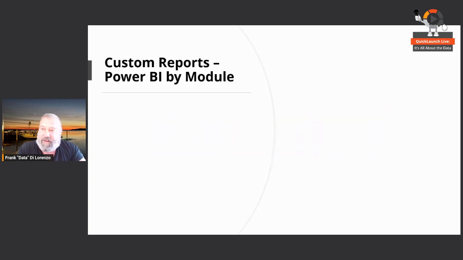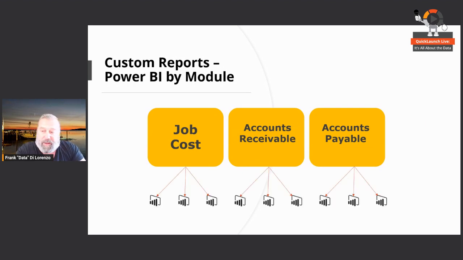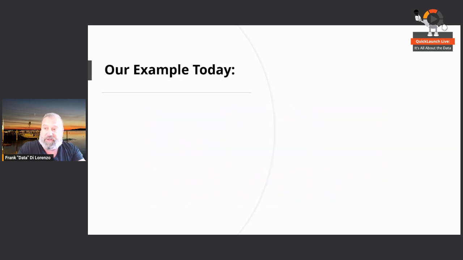Okay. Custom reports, Power BI, by module. As I mentioned earlier, if I take Power BI and go to write a report, I've got three reports I've written out of job costs, three out of receivables, maybe three out of accounts payable. Each report is its own mini data set. That means it's self-contained in a sense, with the data I've chosen to embed in that report. So if I want to pull data from this report and then this one way over here in accounts payable, again, that presents more of a challenge.